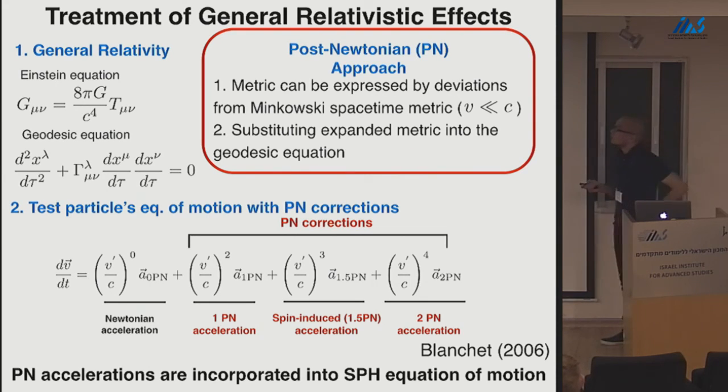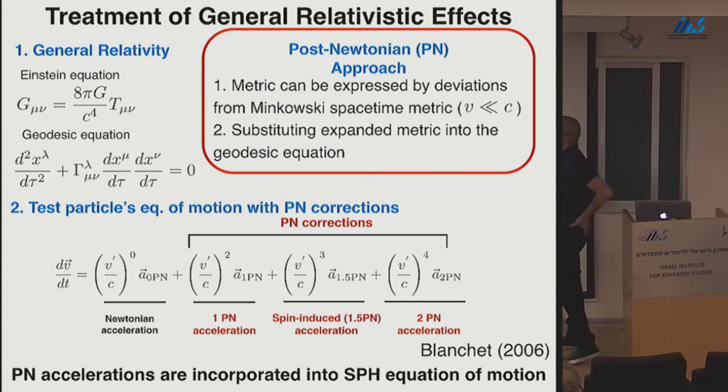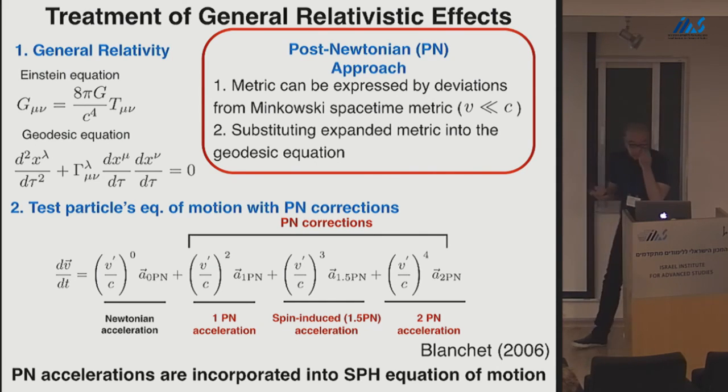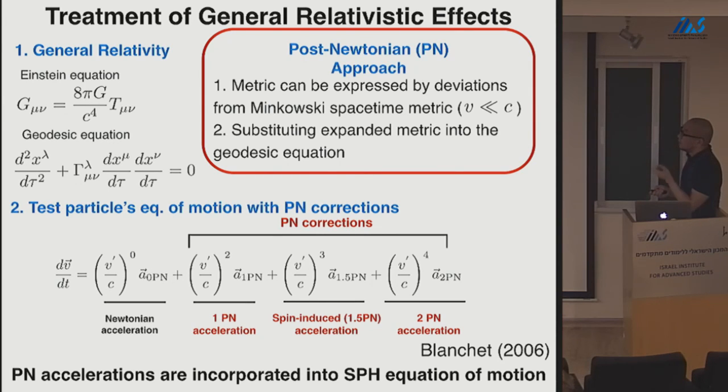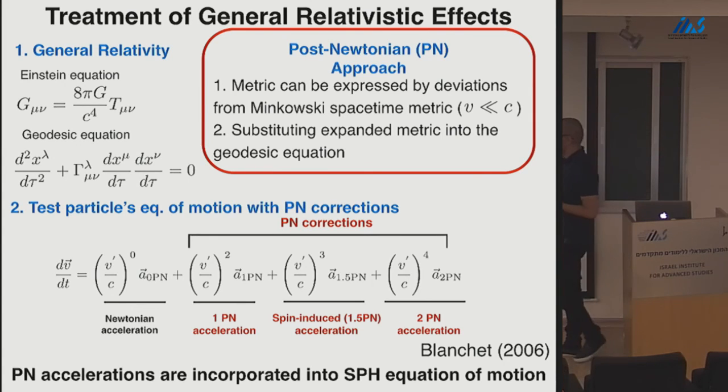So in the usual procedure, the Schwarzschild metric or Kerr metric are derived by solving the Einstein field equations, and then substituting the metric into the geodesic equations, we can finally get an equation of motion of a test particle.